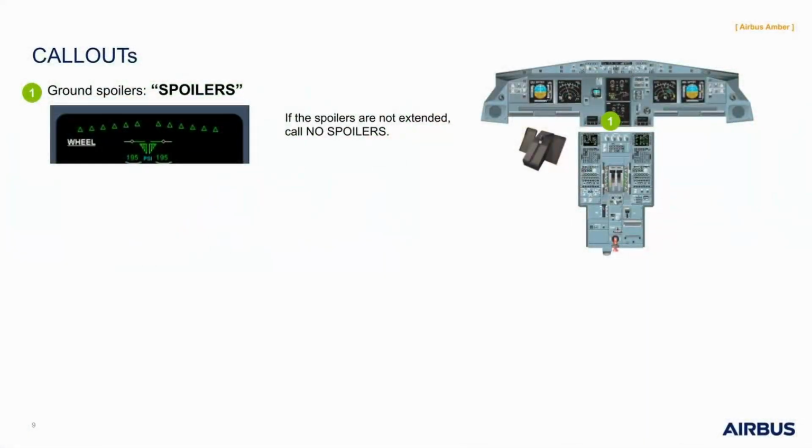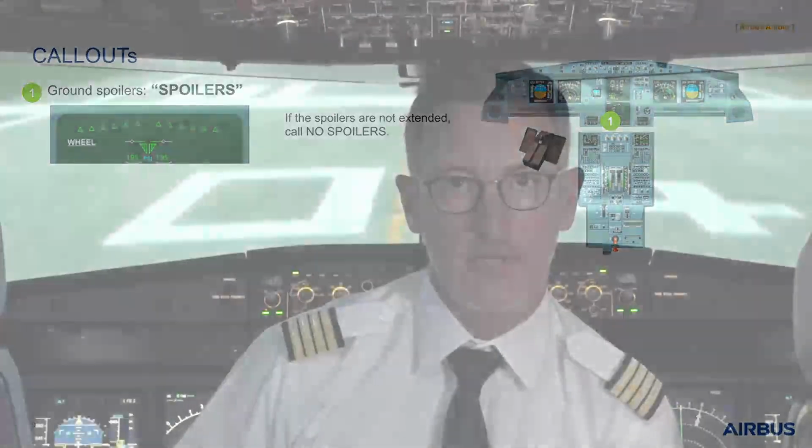Let's now review the standard callouts. At touchdown, the pilot monitoring has to follow the standard callouts related to the deceleration means. First step is to ensure the spoilers extension with the spoilers callout. If the spoilers are not extended, call no spoilers.